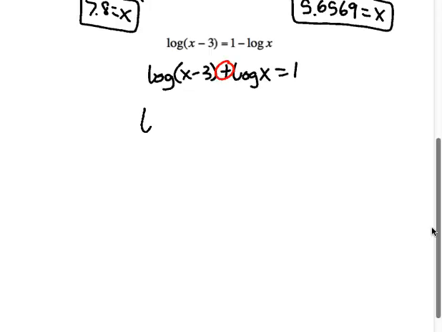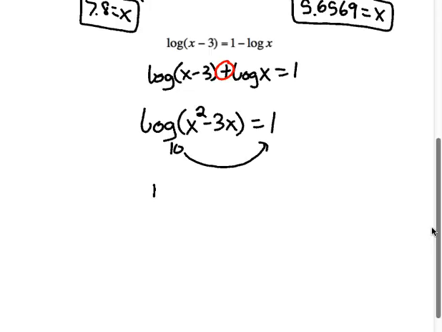So to combine those logs, I need to multiply. X minus 3, quantity times x, would be x squared minus 3x. Again, all I did is I multiplied the x times x minus 3, which implies distributing. Now I can rewrite this. So, Mr. Loopy, 10 to the 1 equals x squared minus 3x.